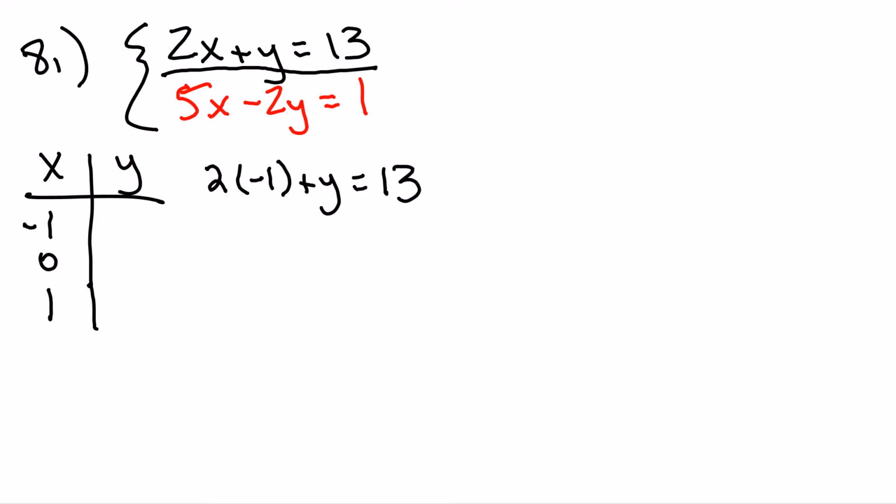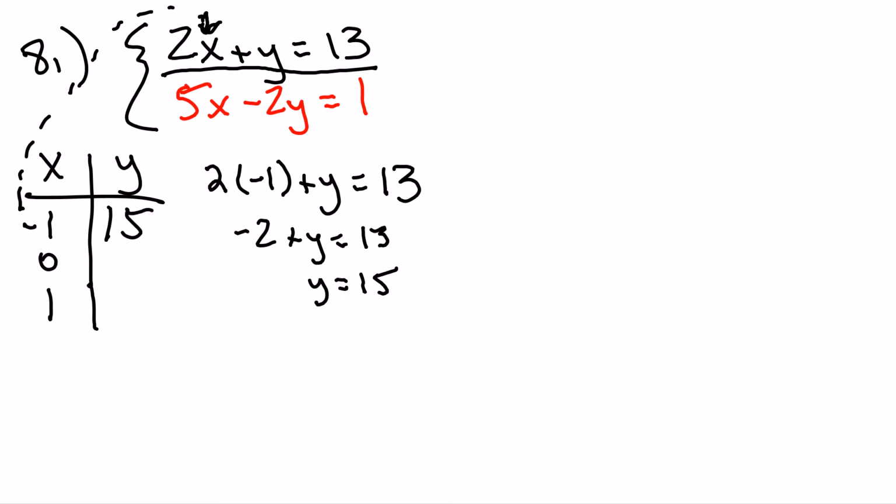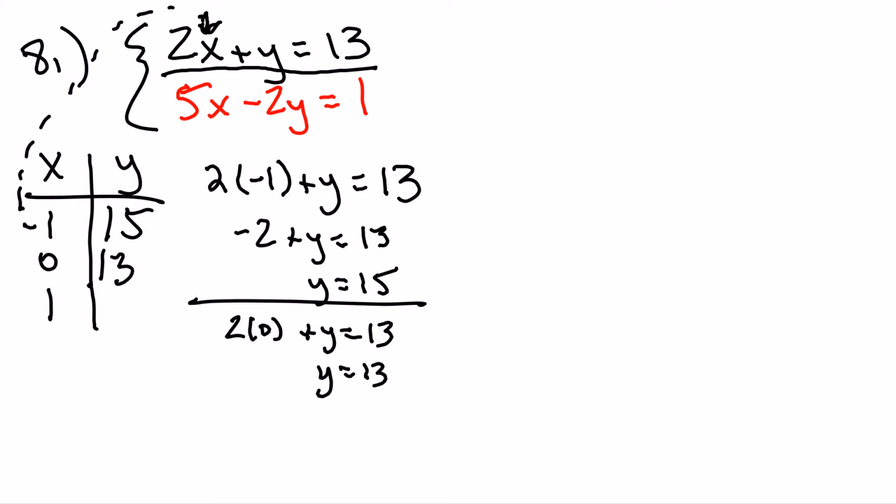So I took negative 1 and I plugged it in right there. I get negative 2 plus y equals 13. I add 2 to both sides, y equals 15. Now I plug in 0. 0 is really easy because 2 times 0 is 0 plus y equals 13, so I just get y equals 13.